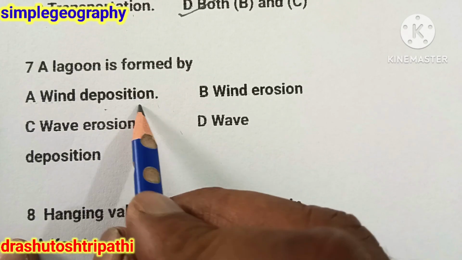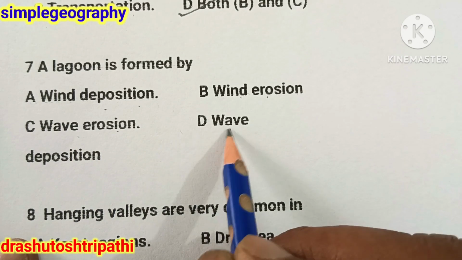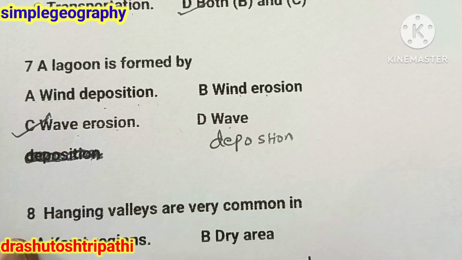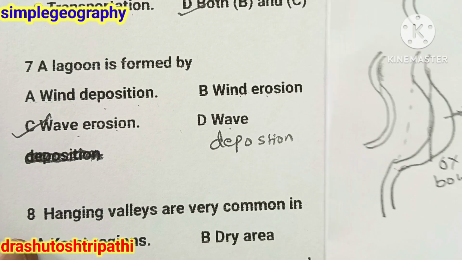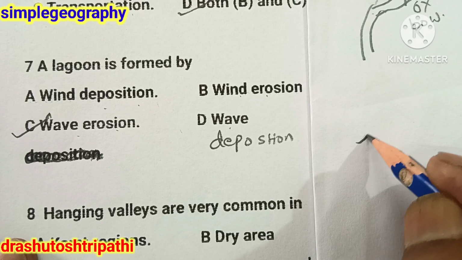A lagoon is formed by wind deposition, wind erosion, or wave deposition. The answer C is correct. That is the example of wave deposition. And in India, lagoons are found like that.